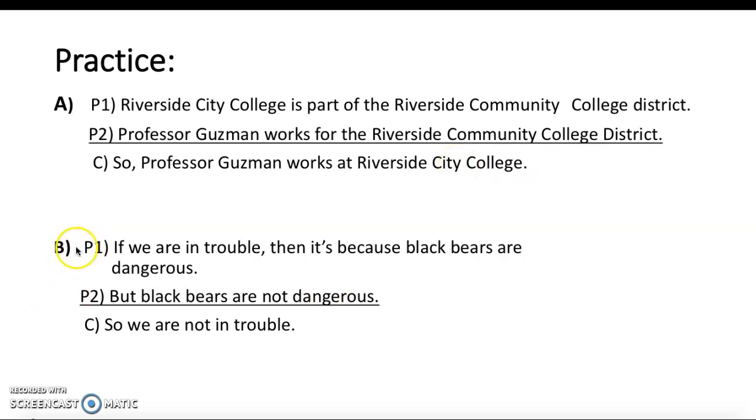So if we assume that being in trouble means that black bears are dangerous, and we further find out that black bears are not dangerous, then that has to mean that we are not in trouble. Because what premise 1 is saying is that under the conditions that we are in trouble, that's going to mean that black bears are dangerous. But we also get the information that black bears are not dangerous, so it has to be the case that we are not in trouble. In other words, argument B is valid because the premises do entail the conclusion.